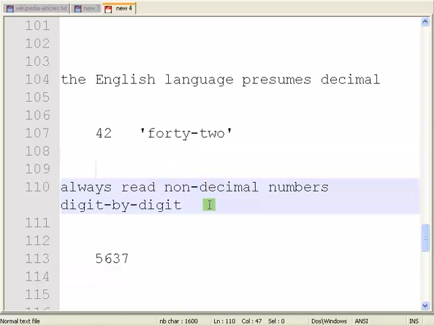So the solution is to always read non-decimal numbers digit by digit. So say, if this is meant to be octal, we would say 5637 octal. We just read each digit. And you should always say the base at the end so others know what you mean. If you just said 5637, they wouldn't necessarily know what base you mean.